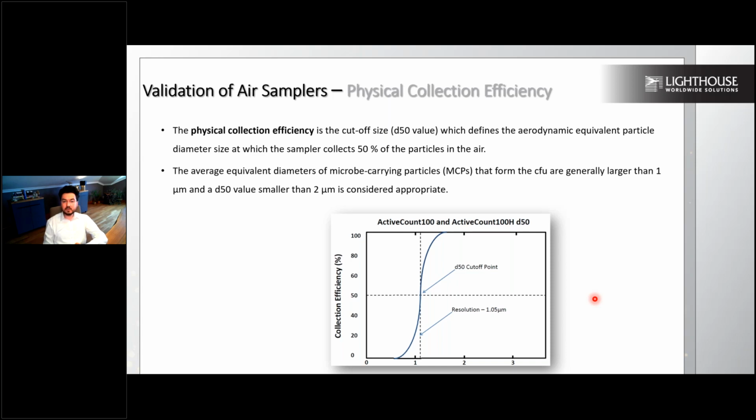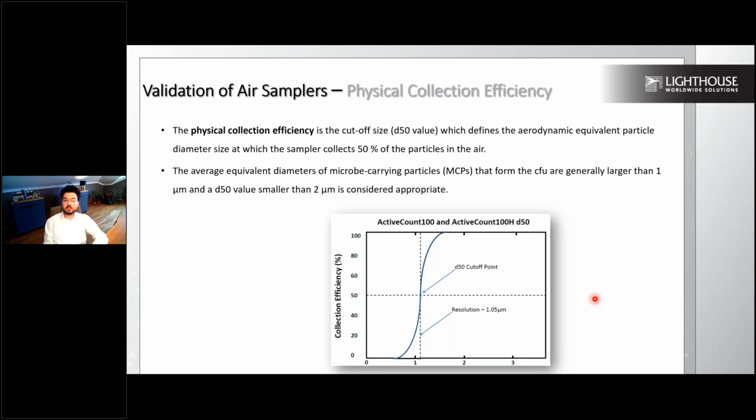that form the CFU, which are generally larger than 1 micron, and a D50 value smaller than 2 microns is considered appropriate. 50% means whatever you have in the air entering this device has to end up, at least 50%, on your sampling plate, which will be healthy enough. You are not burning them onto the sampling plate, and 50% is following the pathway, so that you are just taking at least 50% of the particles between 1 micron up to 2 microns.